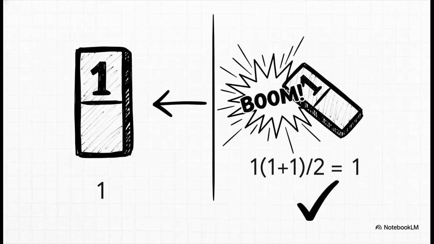All right, base case. Easy peasy. Let's check if n equals 1 works. On the left side of the equation, the sum is just, well, it's just 1. On the right side, we plug in 1, so we get 1 times 1 plus 1, which is 2, all divided by 2, and that's also 1. So 1 equals 1, it works. Boom! The first domino has officially been tipped over.